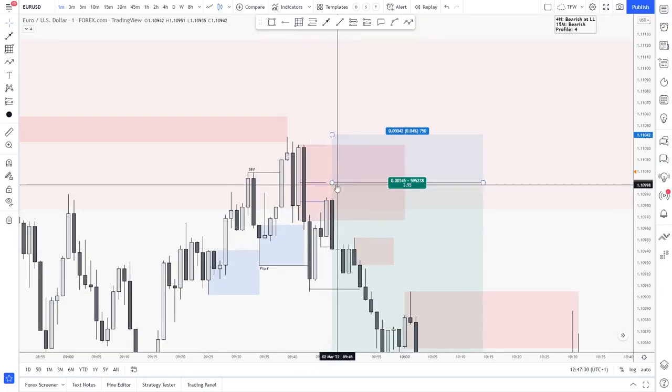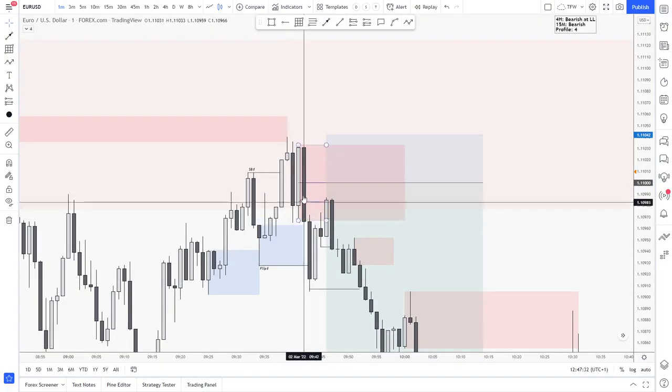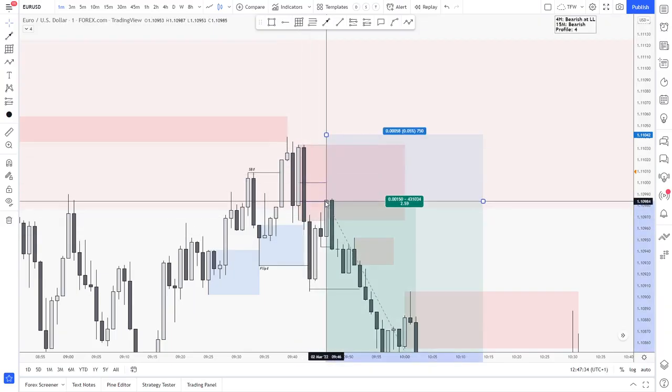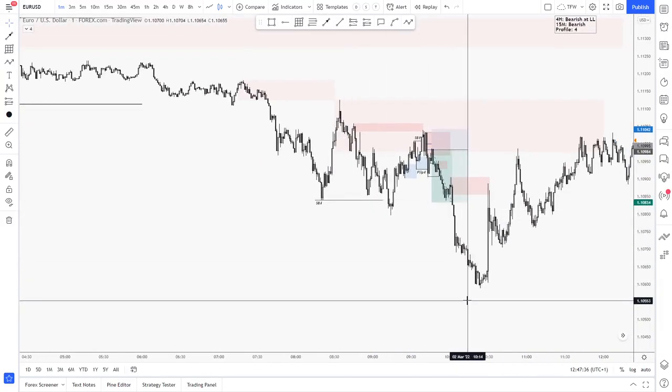Okay, so what I wanted to do here is to enter actually from 50% of this buy to sell, but the market just respected the 25% and then it melted.